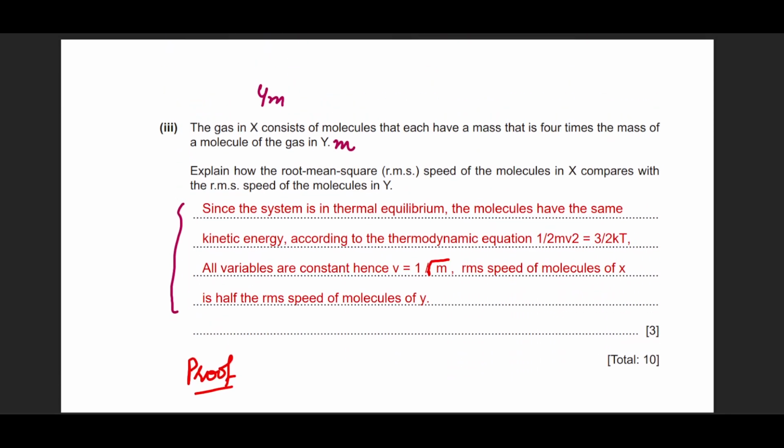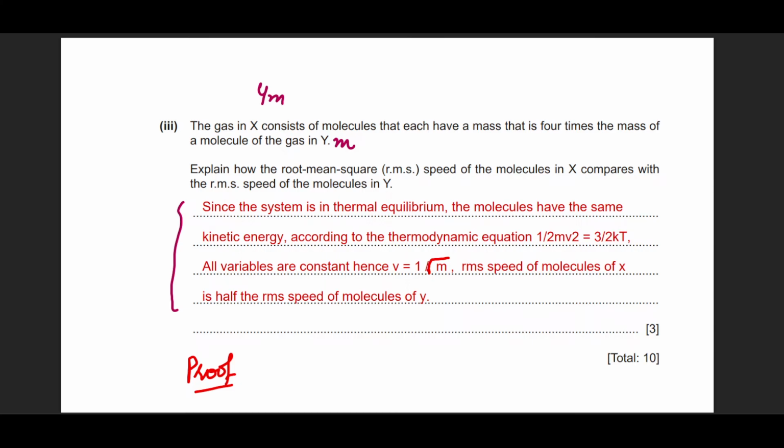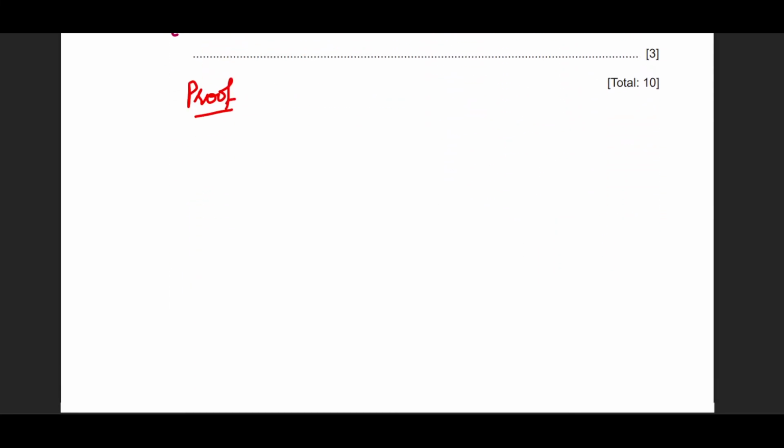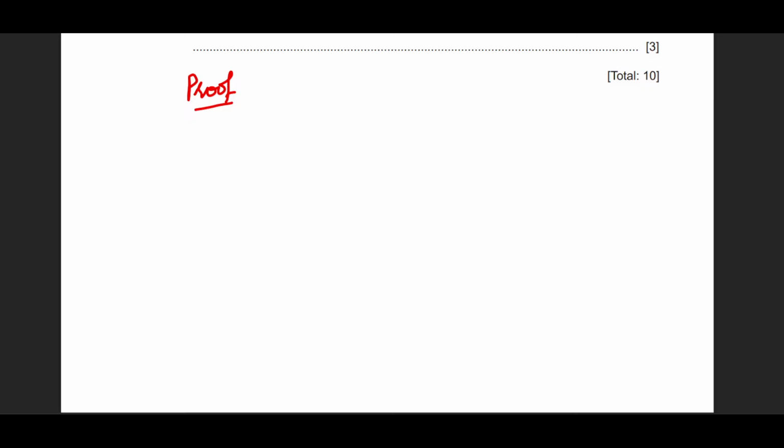Now, since the system is in thermal equilibrium, as given in the previous information, the thermodynamic equation is 1/2 mv square, or half m c RMS square, equals 3/2 kT. Since they're in thermal equilibrium, this 3/2 kT is going to be exactly the same for both gases, be that for X and be that for Y. So half mv square for X and for Y are going to give the same answers, right?